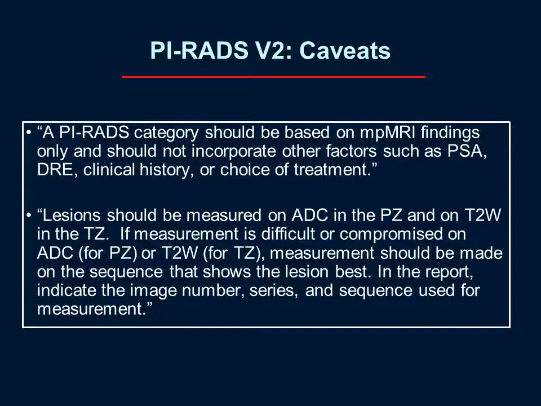And also, lesions should be measured on ADC in the peripheral zone and on T2 in the transition zone. If measurement is difficult or compromised on those sequences for the given zone, the measurement should be made in the sequence that shows the lesion best, and in the report indicate the image number, series, and sequence used for measurement.